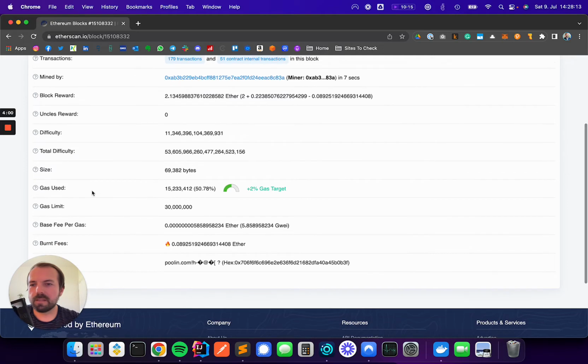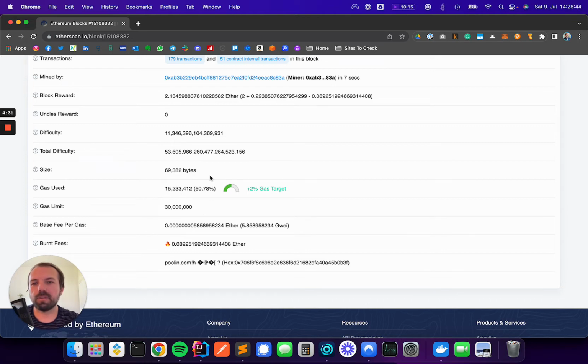What else is interesting? The gas used and the gas limit. I made a post on LinkedIn and Twitter about this: in Bitcoin, the block limit, the amount of data that can be stored in one block, is determined by the transaction count. In Ethereum it's different. It's based on gas usage. The gas used by all the transactions together is summed up, and one block can hold 30 million gas.